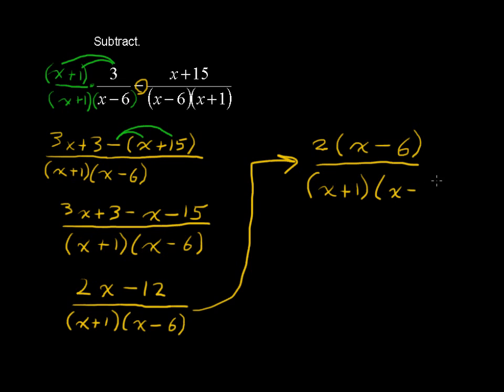Surprise, surprise, we have a factor that is common that we can cancel out of the numerator and the denominator. And look out for that. That's probably going to happen a lot in problems. They're set up so that you can cancel something out. Not always, but look for it. So we have 2 over x plus 1 as our final answer.